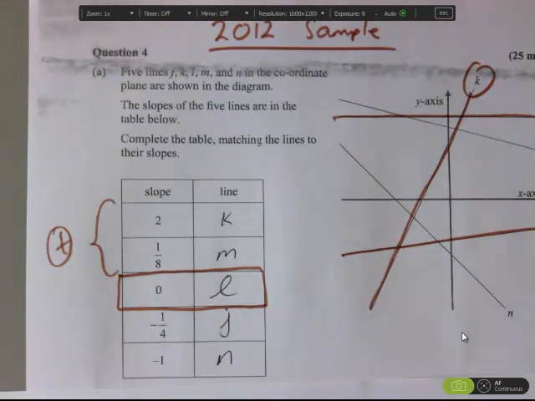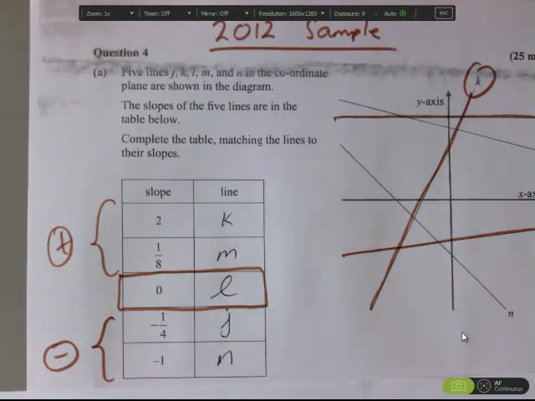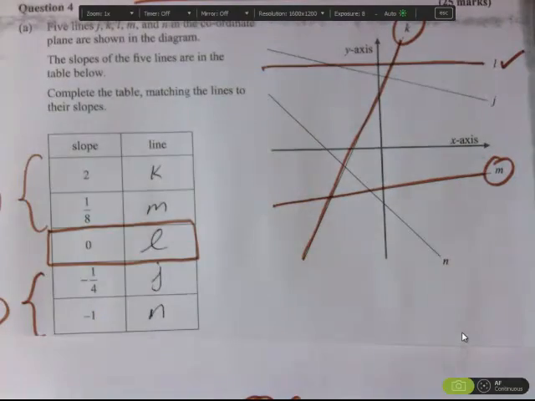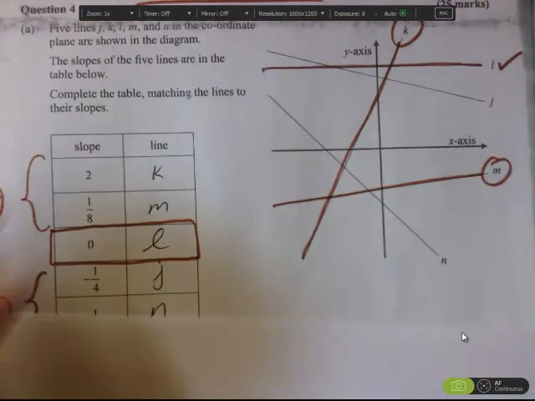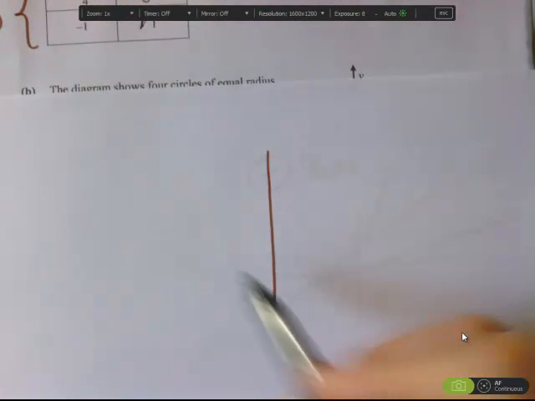As far as the two negative slope lines go, well, exact same idea. These are both negative. So the things that we would have seen about negative lines are this. All of these lines are negative. They just have varying slopes.